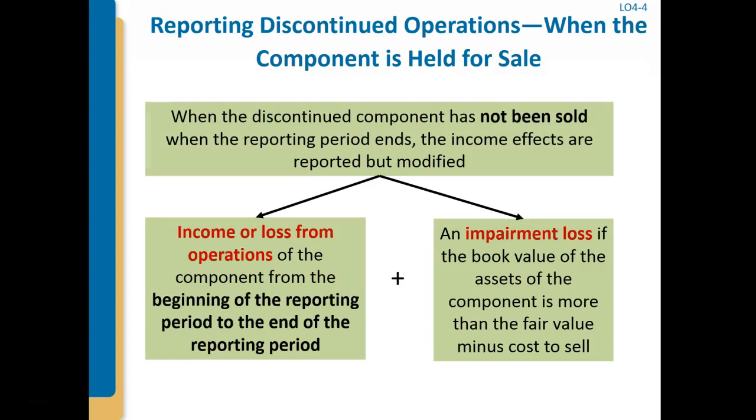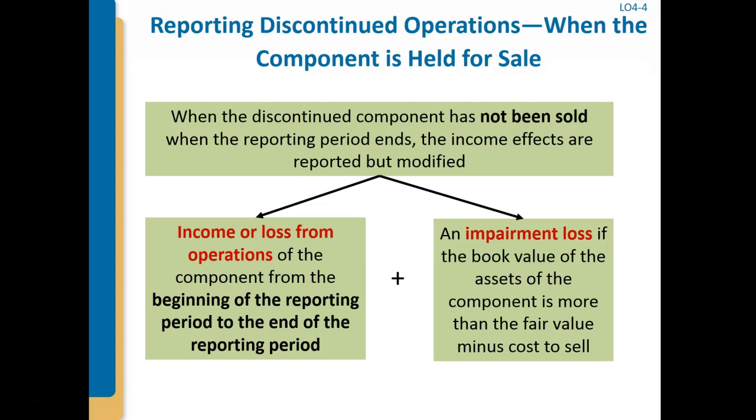What if a company has decided to discontinue a component, but when the reporting period ends, the component hasn't been sold yet? If the situation indicates that the component is likely to be sold within a year, the component is considered held for sale. In this case, the income effects of the discontinued operation still are reported, but the two components of the reported amount are modified as follows: income or loss from the operations, again those revenues, expenses, gains, and losses of the component from the beginning of the reporting period to the end of the reporting period.